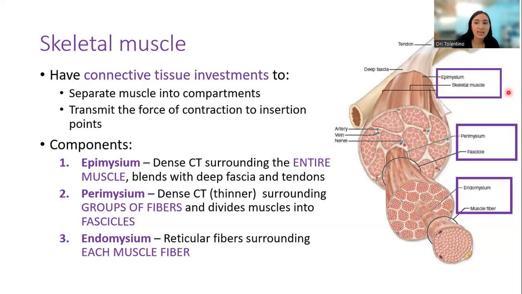Next, a less dense and thinner irregular connective tissue called your perimysium. This is your perimysium. It extends into the muscle and divides the interior of your muscle into smaller bundles of muscle fibers called your fascicles. So it surrounds a group of muscle fibers. It's called the perimysium. And this bundle, this group of muscle fibers covered by your perimysium, is called your fascicles.